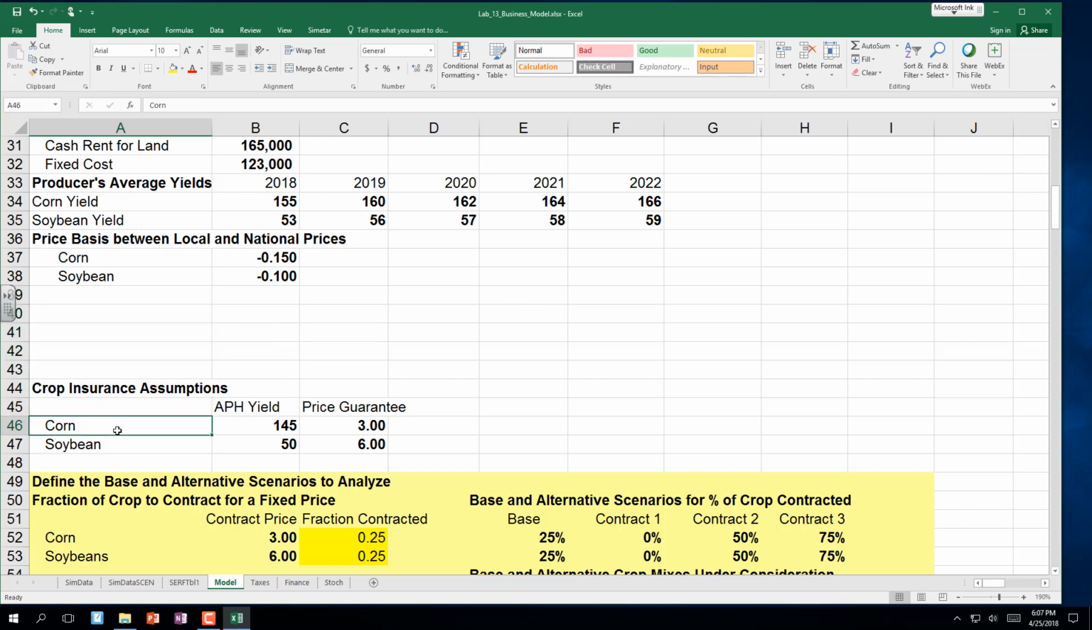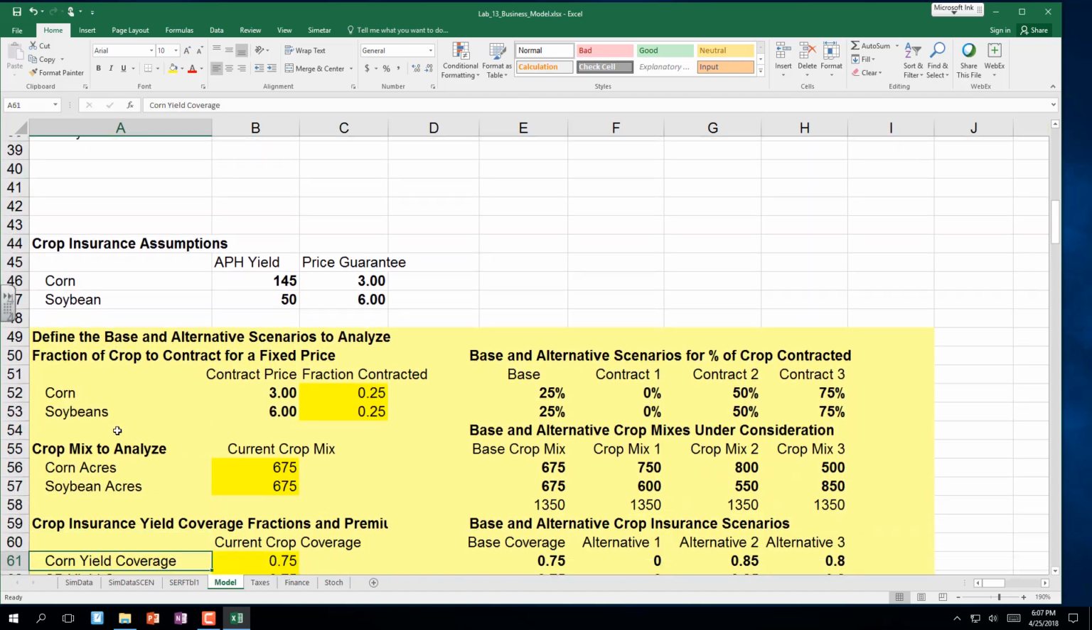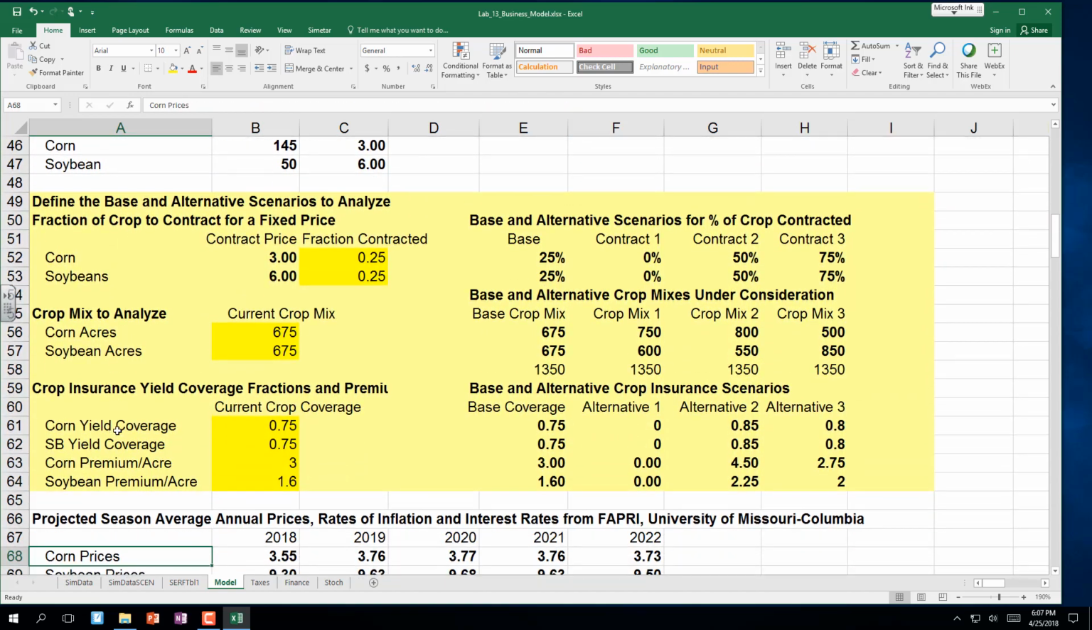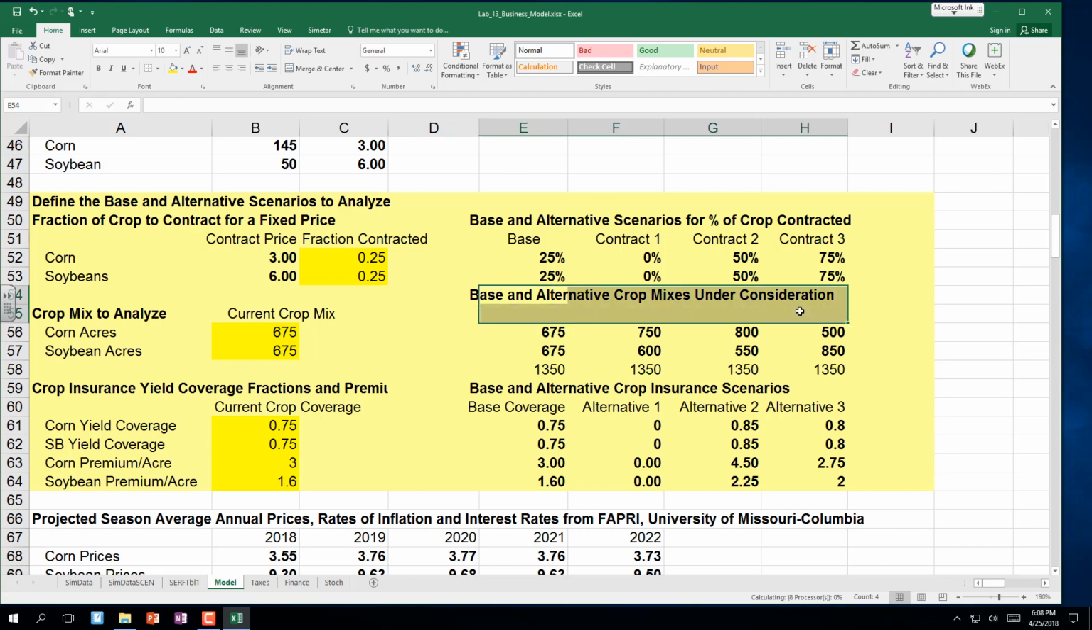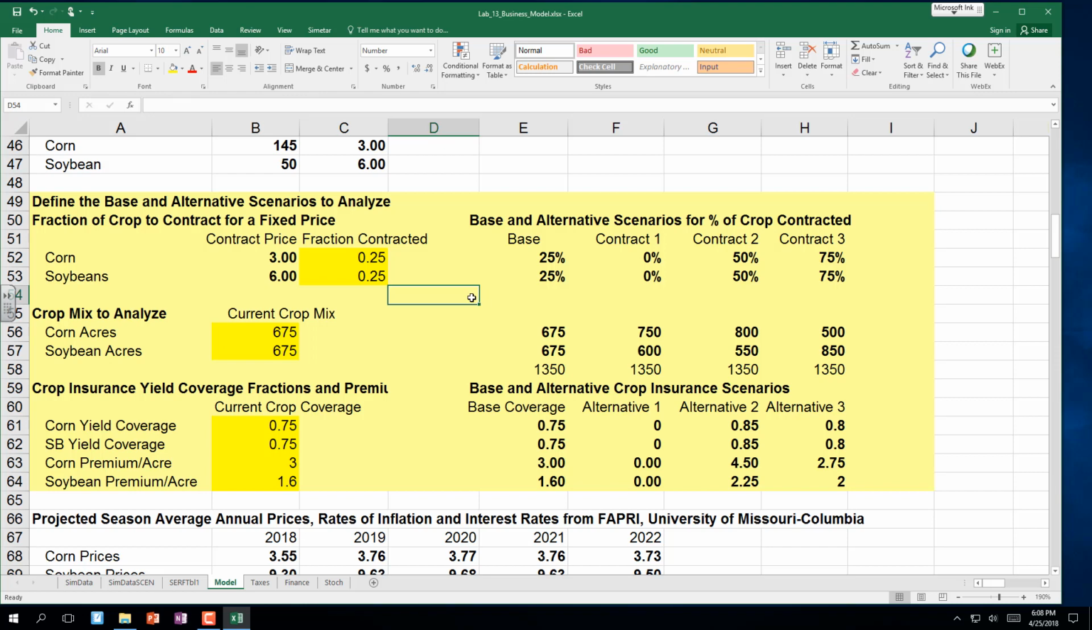We've got some crop insurance assumptions on a price guarantee and APH. And we have multiple scenarios going on. The way I want you to think about this is the following. We could delete these words here. I don't know where that one came from. Yeah, right there. And we can delete this one.